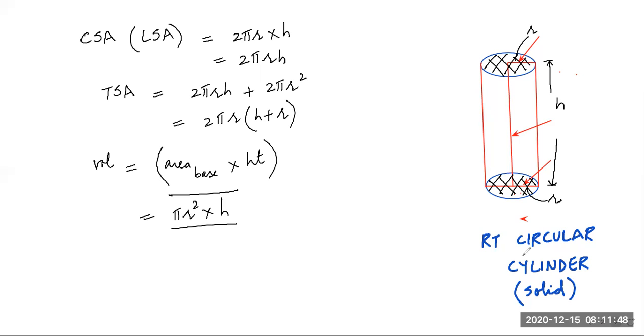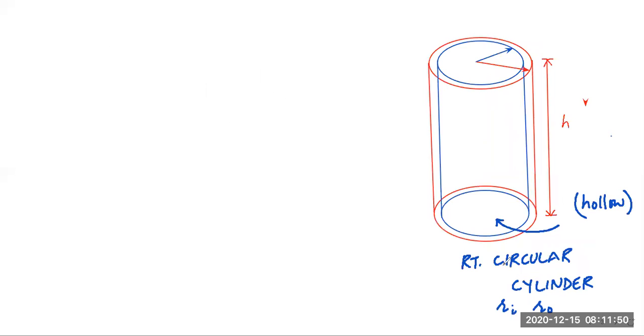Now we go for right circular cylinder which is hollow. So Ri is the inner radius and Ro is the outer radius. Now we want to calculate the total surface area. First we calculate lateral surface area. So we will have two surfaces: one is this curved surface and one is the other curved surface from the inside. So obviously lateral surface area, or we can say curved surface area, we would write it as curved surface area.